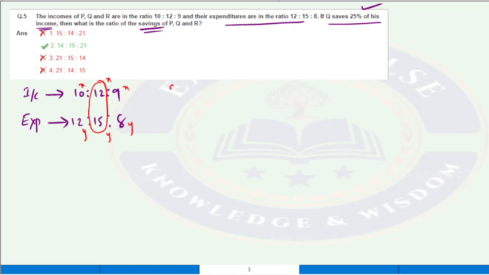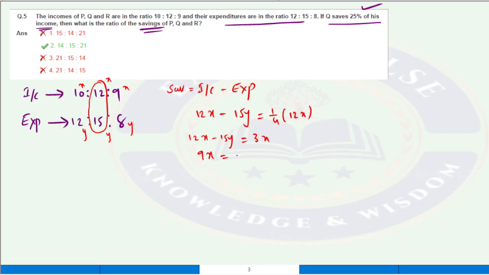Q's saving. Saving is nothing but income minus expenditure. Therefore, what is his income here? 12x minus his expenditure 15y. This is equal to 25% of the income. 25% means 1/4. 1/4 of income is 3x. Therefore, 12x minus 15y is equal to 3x, or I can call it 9x is equal to 15y. x is to y is equal to 5 is to 3, because x by y will be 15 by 9.